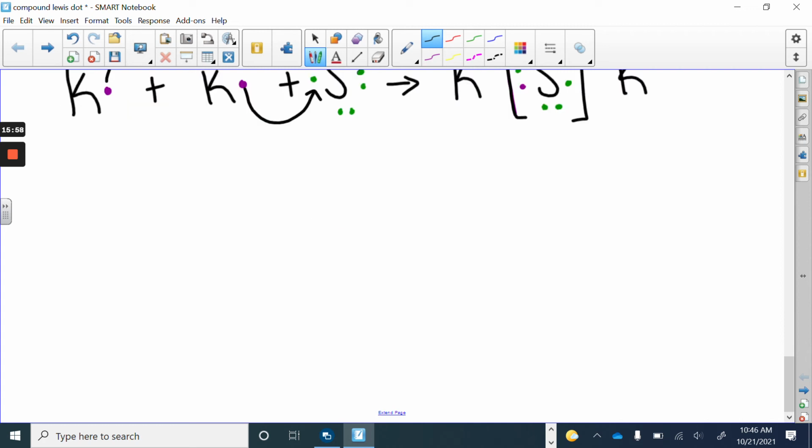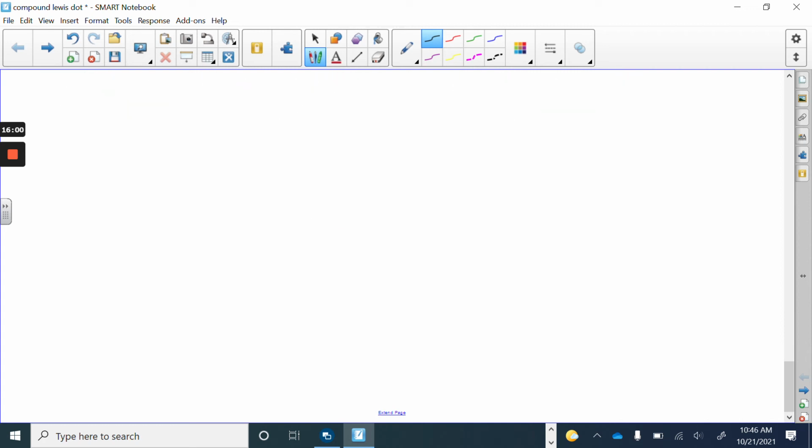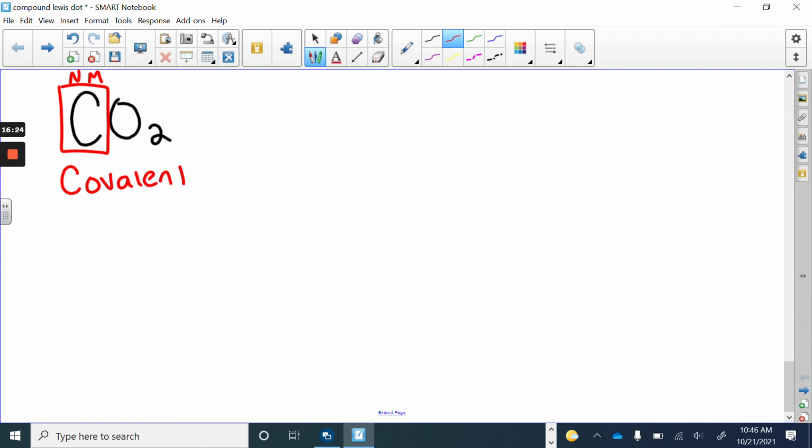All right, let's go on to number 6. Number 6 is carbon dioxide. Again, decide whether it is ionic or covalent. So put a box around the first element. This is a non-metal. Non-metal means that it is a covalent bond, which means we are going to share electrons. We are going to draw the Lewis dot structure for each element.